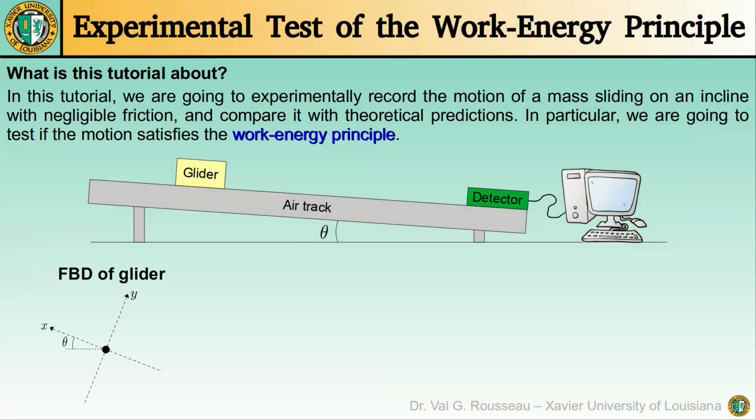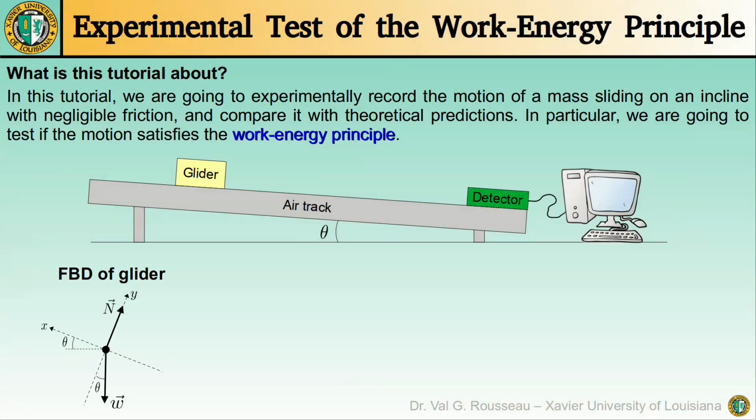Since friction is negligible, there are only two forces acting on the glider: its weight, vertical downward, and the normal force exerted by the air cushion, perpendicular to the air track and upward. From basic geometric considerations, it follows that the angle between the weight vector and the y-axis is the same as the angle between the track and the x-axis.